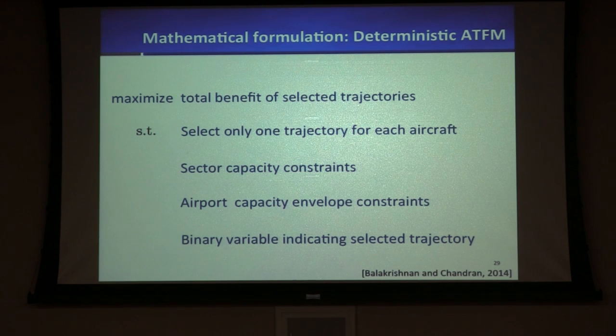So it tells you all the things about the trajectory for the flight. You've got to satisfy the sector capacity constraints and the airport capacity envelope constraints, and then you have a binary variable that says, am I going to pick this trajectory or not? This is going to be a large-scale optimization problem.